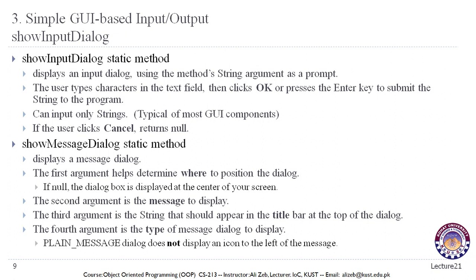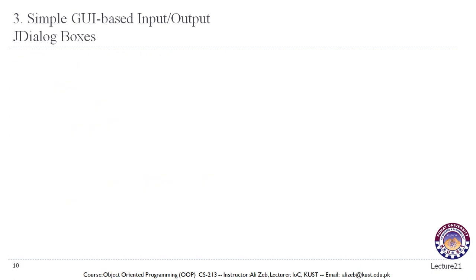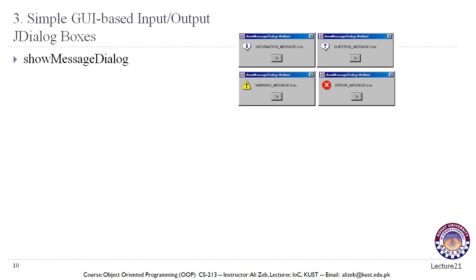For example, we displayed the plain message dialog and it does not display an icon to the left of the message. There are other types of dialog boxes that we can display. For example, in the show message dialog, we can display an information message that will be displayed with an information icon. We can display a question message that will be displayed with a question mark icon. We can display a warning message that will be displayed with a warning icon. And we can display an error message that will be displayed with the error icon.